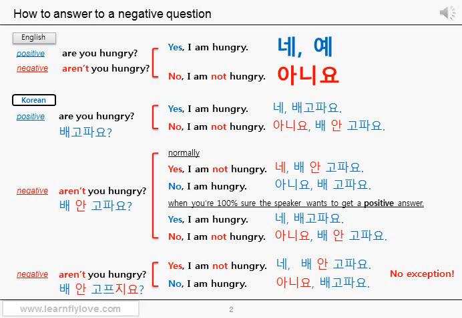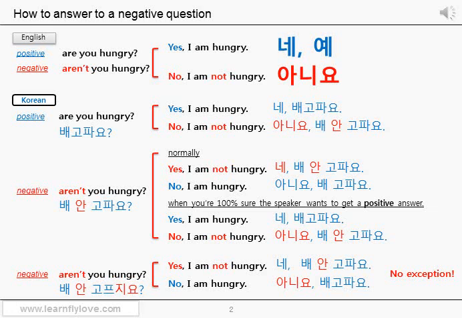Okay? Anyway, if someone asks, are you hungry? 배고파요? You can answer, yes, I am hungry. 네, 배고파요. Or, no, I am not hungry. 아니요, 배 안 고파요. Okay? 아니요, 안 배고파요. Or, 아니요, 배고프지 않아요 would be fine too.